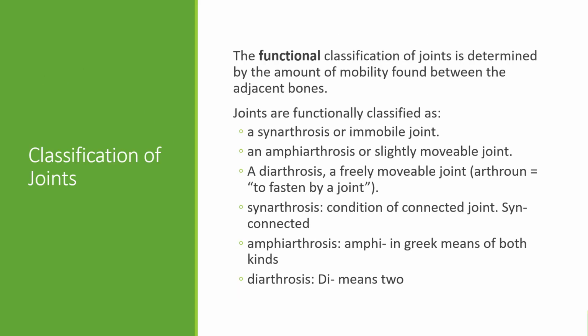We look at two different classification systems, and I'm going to explain both of them. The functional classification of joints is determined by the amount of mobility. How much does it move between those two bones or those adjacent bones? So we can classify joints as being a synarthritic or an immobile joint. It doesn't have any movement at all. An amphiarthritic joint, meaning that it has a little bit of movement, or a diarthritic joint, meaning that it's freely moving. All right.